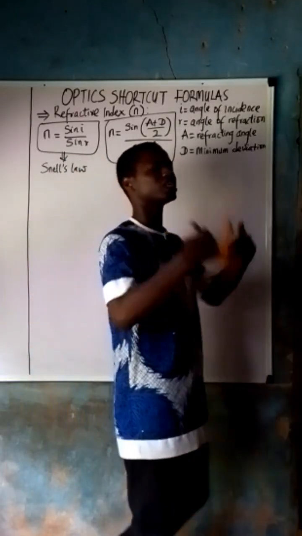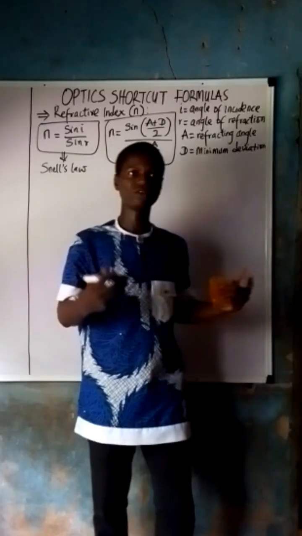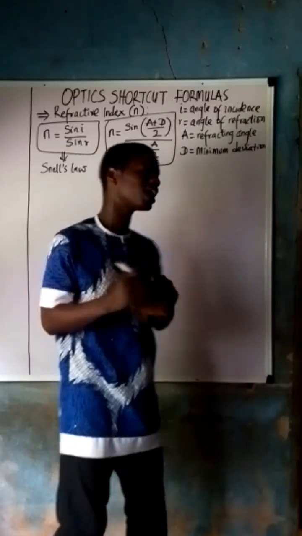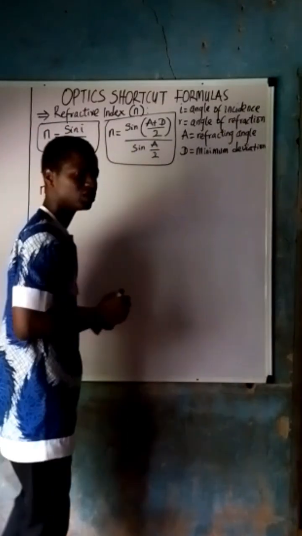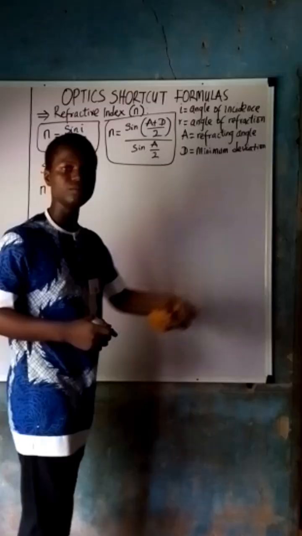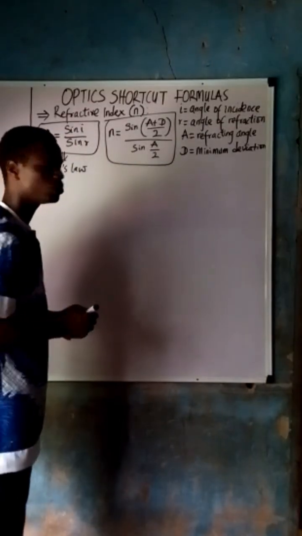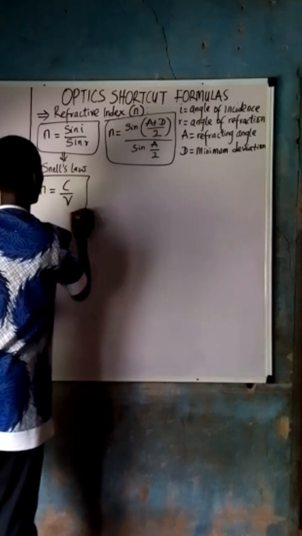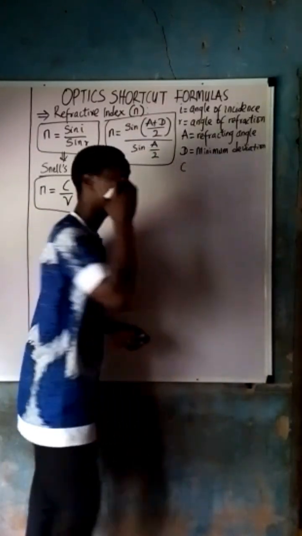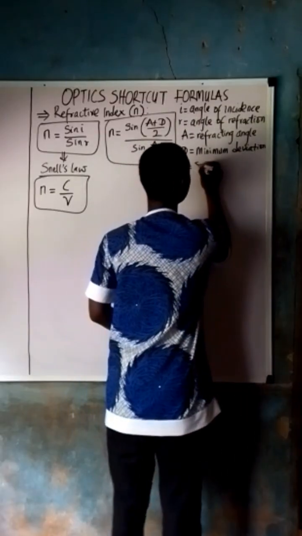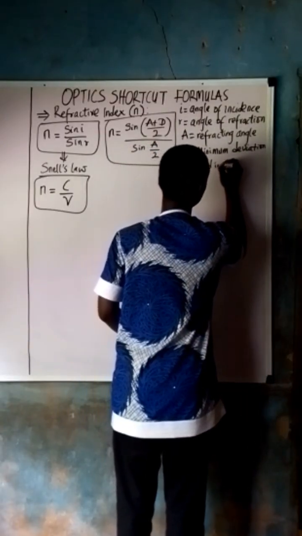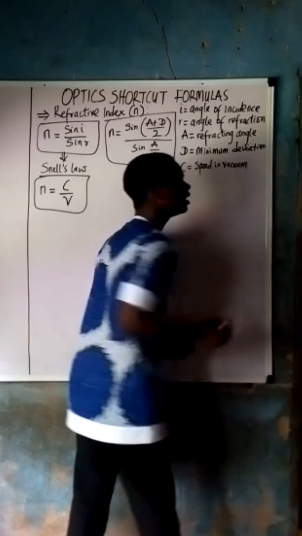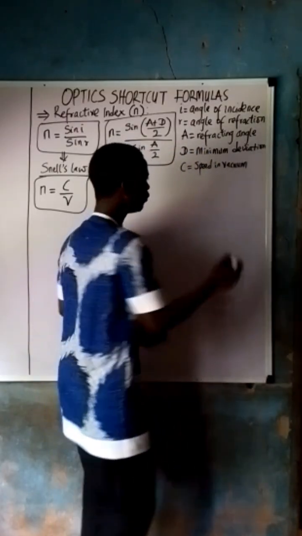What if it was a wave traveling from, let's say, vacuum to a medium? What is the formula to use? If you are given the speed of the wave in vacuum and in the medium, to get your refractive index, you will say n equals c over v, where c stands for the speed in vacuum. The speed of light, or of an electromagnetic wave, in vacuum is a fixed value.